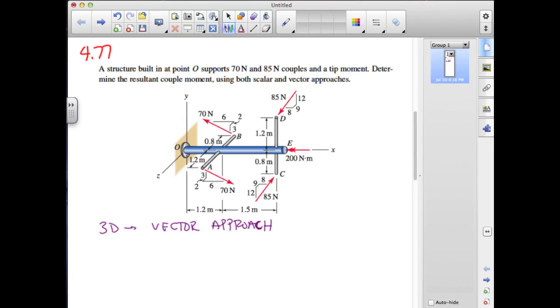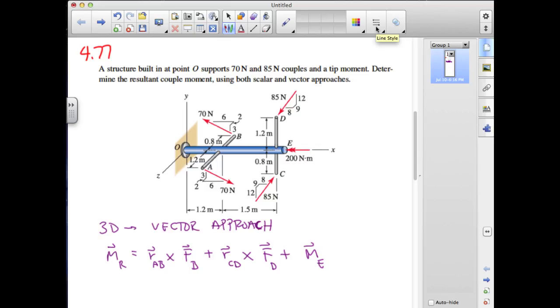Because these are three couples, they're going to have the same influence about any point on the body. So this is just the resultant moment, which holds everywhere. And we could choose, for instance, to write this as RAB cross the force at B plus RCD cross the force at D plus the tip moment ME.